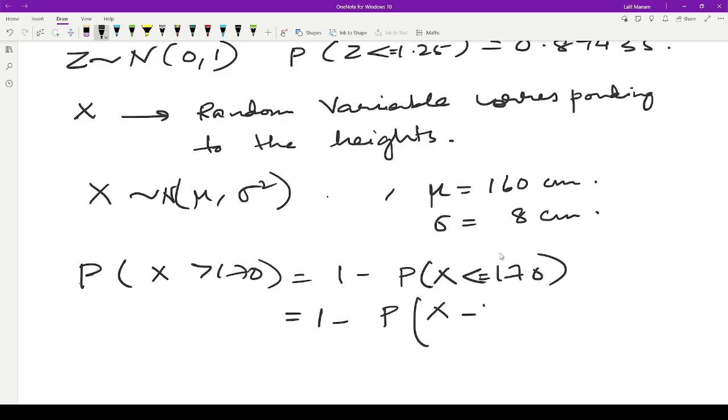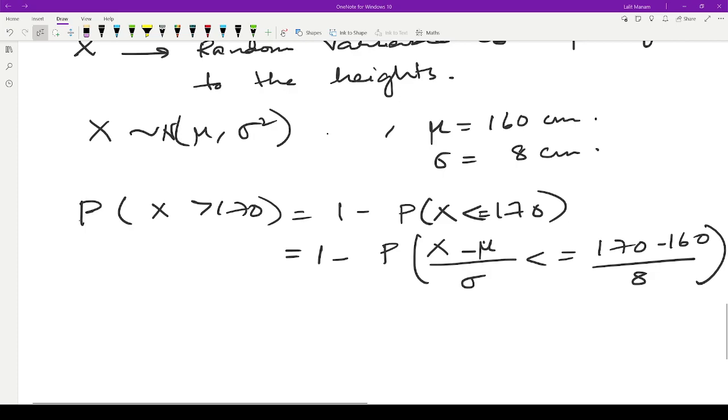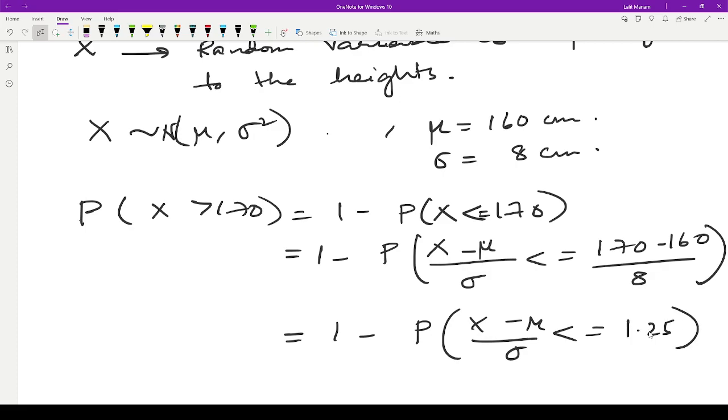So since we have mu 160, I would like to shift it by mu and divide it by sigma. So I'll do the same thing here, but now with these specific values. So if we have the probability of x minus mu upon sigma is less than or equal to, this turns out to be 1.25, which was given in our question.